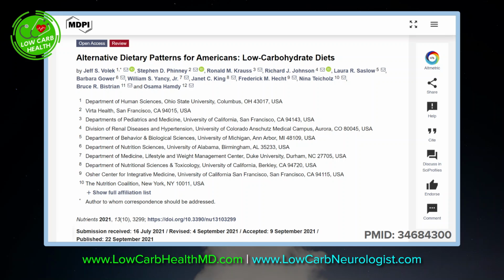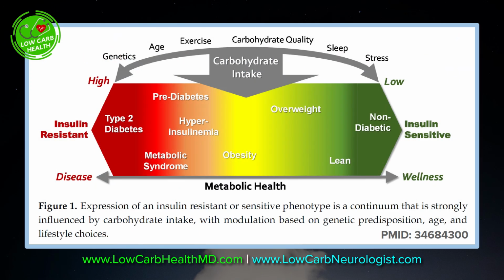I'm also showing this paper, Alternative Dietary Patterns for Americans, especially the low carbohydrate diet, because this nicely summarizes the effect of low carbohydrate intake. In terms of the spectrum of insulin sensitivity and insulin resistance, carbohydrate intake plays a very, very big role, and it is only modulated by certain factors like your genetics, your age, the way you do your day-to-day activity, like exercise, the quality of the carbohydrate that you eat, like low or high glycemic index carbohydrates, and also your sufficiency of sleep and stress.